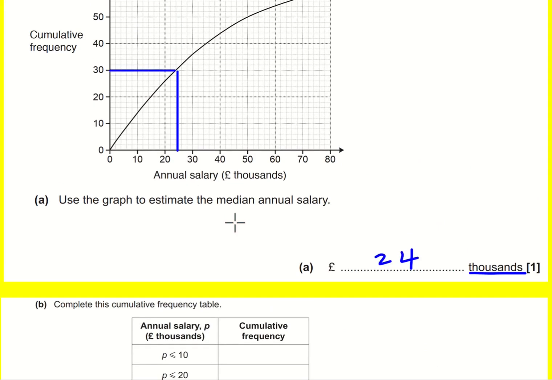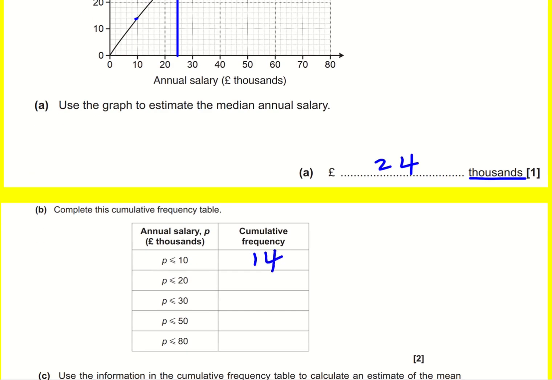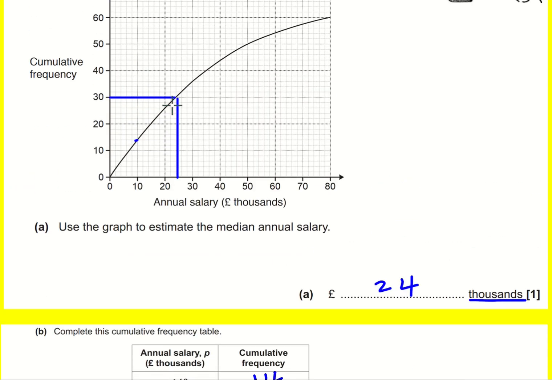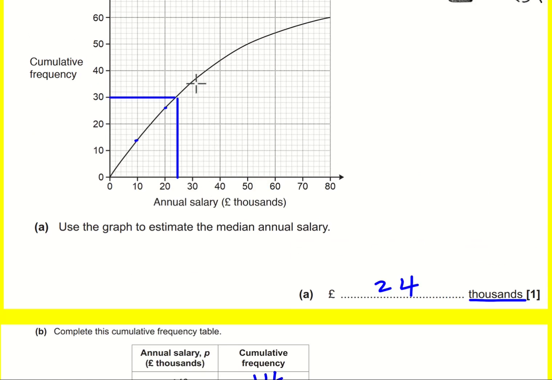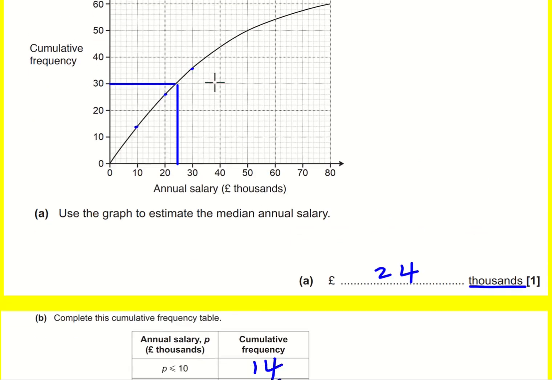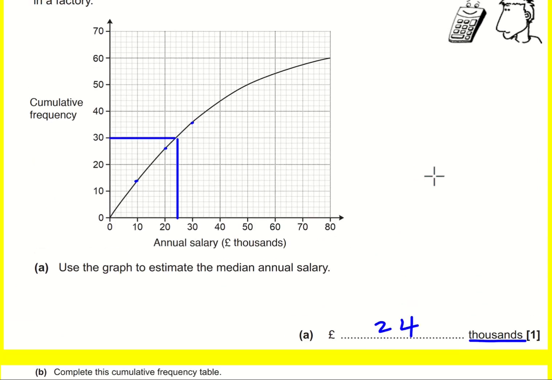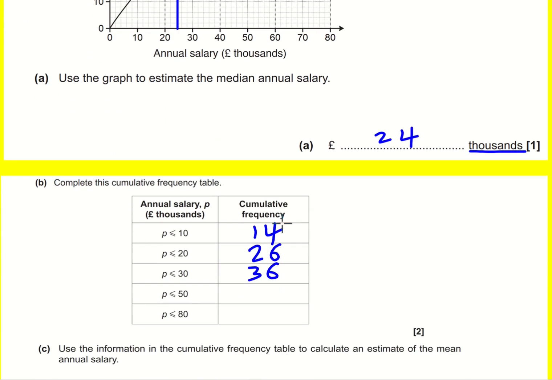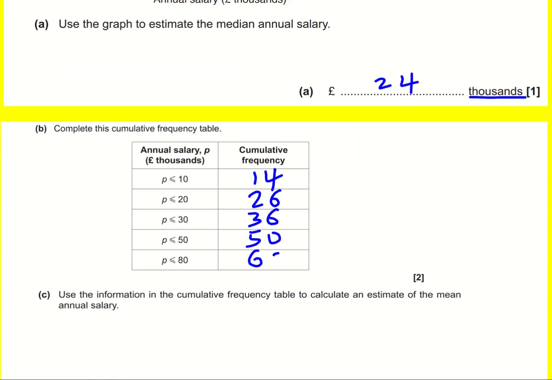P less than or equal to 10. Okay, I'm not going to draw lines for all of these, but I am going to put dots down. That's going to be 14. Yeah, 14 people. Less than or equal to 20 is going to be 26. 30 is going to be 36. 50 is going to be 50. And less than or equal to 80 is going to be my 60.